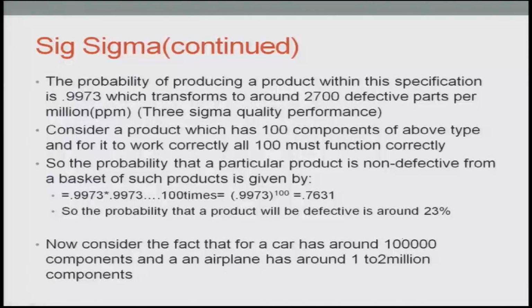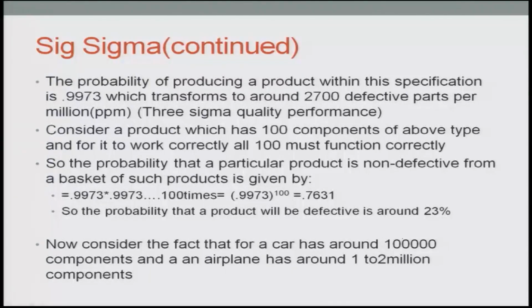So, continuing the 6 sigma discussion, the probability of producing a product within this specification is about 0.9973, which transforms to about 2700 defective parts per million. This is the concept of 3 sigma quality performance, as I mentioned. Consider a product which has 100 components of the above type, and for it to work correctly, all 100 must function correctly.